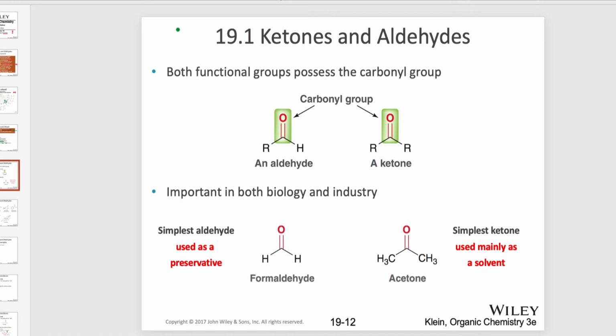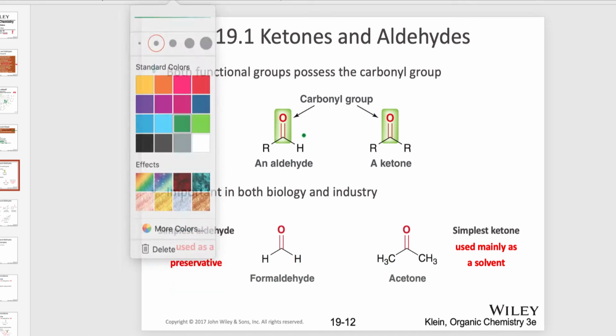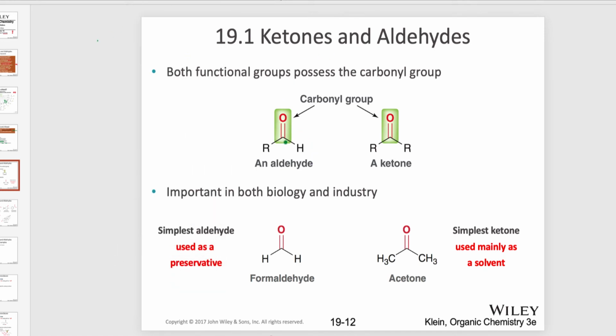So as we're looking at ketones and aldehydes, they both have the carbonyl group, the carbon-oxygen double bond. Here we have a hydrogen. In this case, we have an R group. These R groups can be the same or different. It could be R1, R2. Important in both biology and in industry are two very simple carbonyl compounds in this chapter. The simplest aldehyde is formaldehyde, which is used to preserve materials.